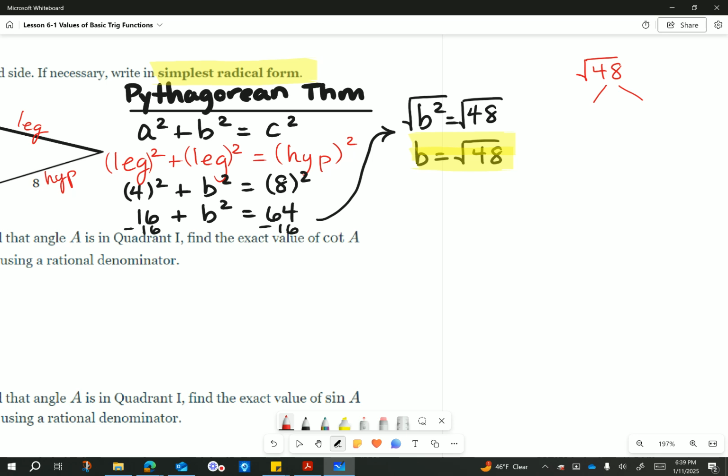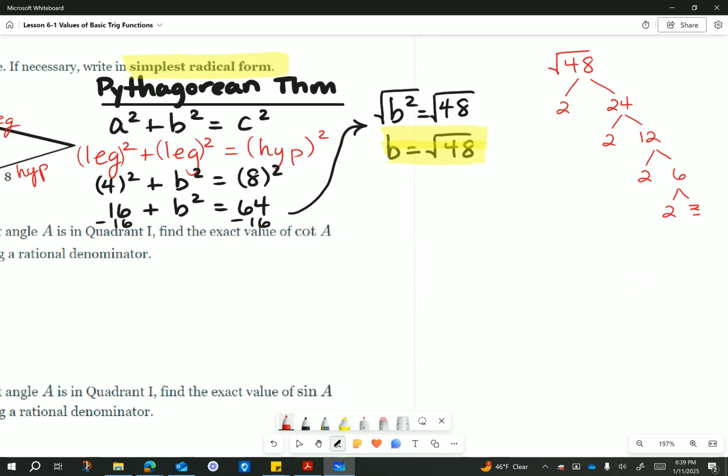So 48, well, the prime factor of 2 will go into 48 24 times. 2 times 24 is 48. 2 is a prime number, so I'm not going to touch that anymore. 2 also goes into 24 12 times, and I'm going to keep factoring. 2 goes into 12 6 times, and 2 goes into 6 3 times. Okay, so for the most part, you're always dividing by the prime factor 2, 3, or 5 to start breaking down your factor tree. I'm going to circle the pairs.